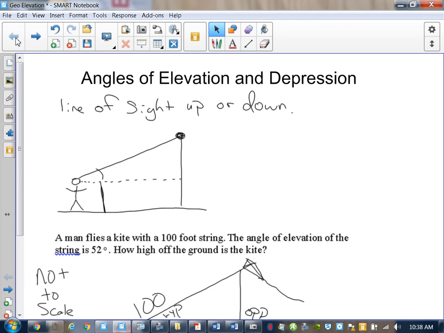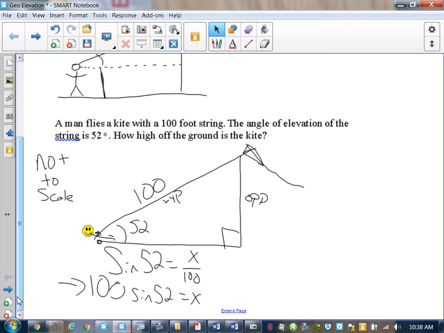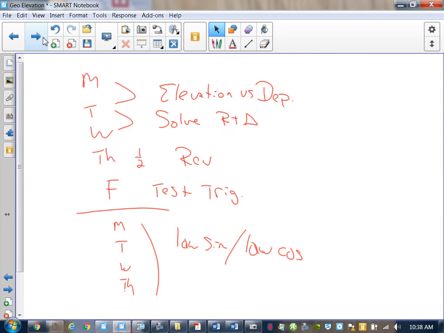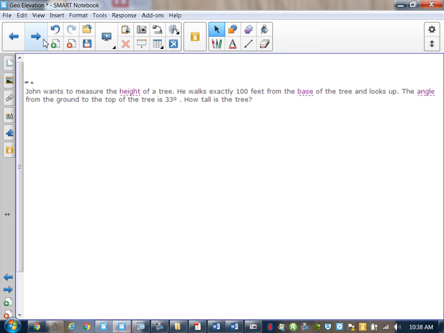Back to this then. Again, it is quite literally drawing pictures and figuring out what values things are going to go to. I'll show you another one. John wants to measure the height of a tree, and I apologize, this doesn't blow up as well as I'd hoped. He walks exactly 100 feet from the base of the tree and looks up. The angle from the ground to the top of the tree is 33 degrees. How tall is the tree?